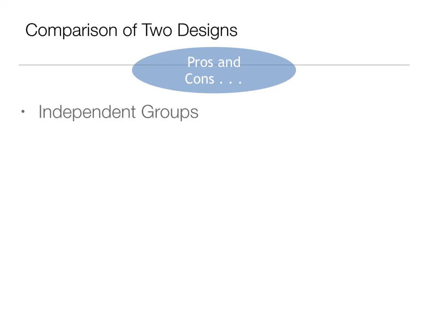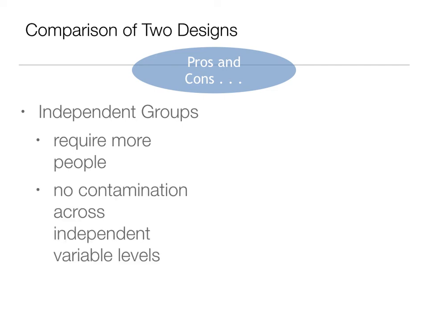So for independent groups, it requires more people. That's a drawback, right? But we have the benefit of no contamination across the levels of the independent variable. So we don't have to worry about order effects. We don't have to worry about fatigue or practice. We don't have to worry about carryover effects. None of that is going to be an issue, but they're going to require more people.